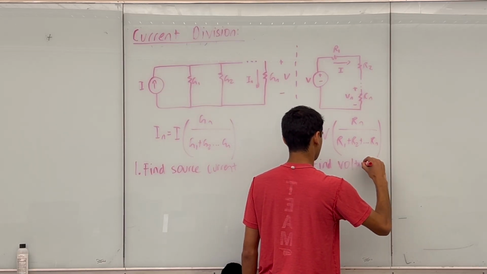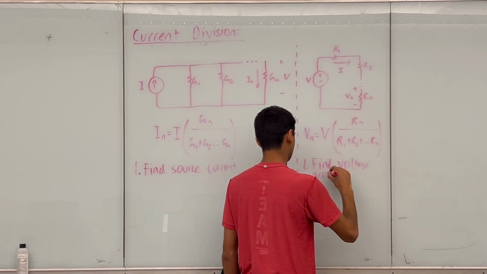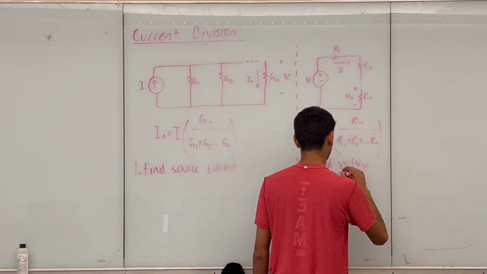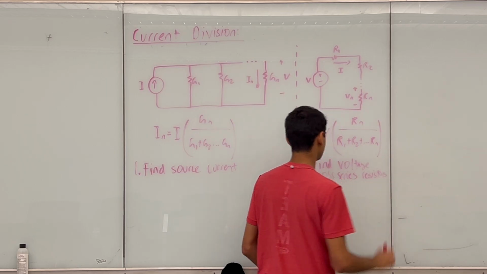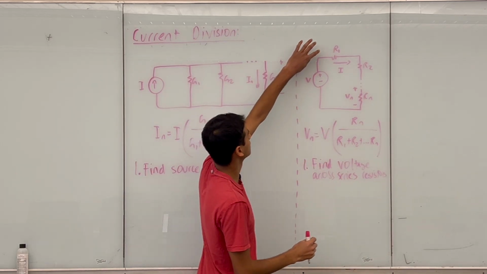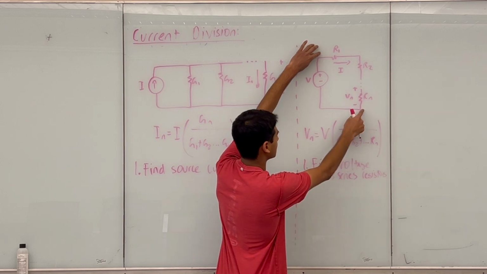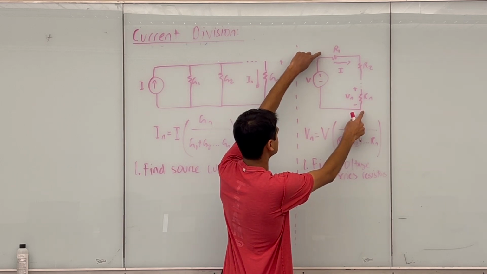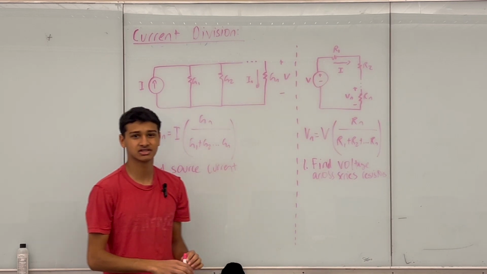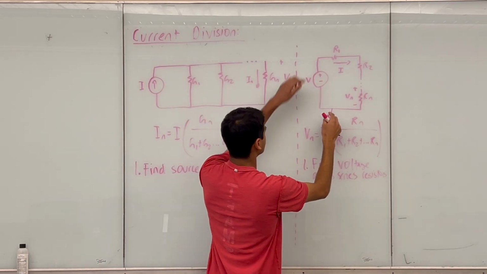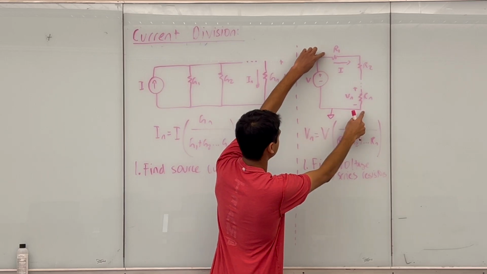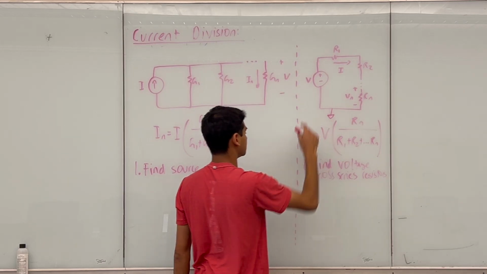voltage across series resistors. And that just means I'm just going to put my hand where the chain of resistors starts and ends, and I'm going to try to see if there's one single voltage that's applied across all of them. And I'm just going to label my ground node. In this case, the voltage that's applied across all the resistors is just V.